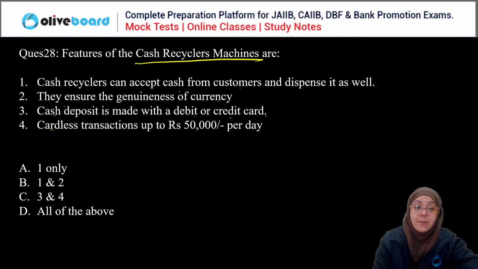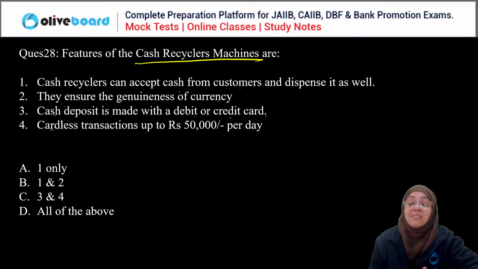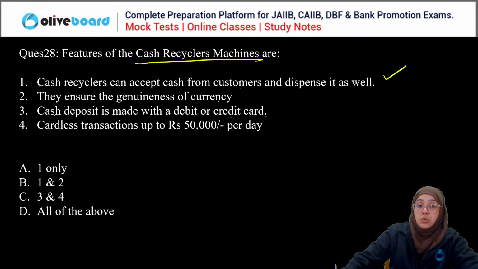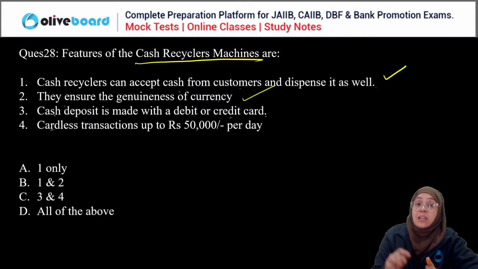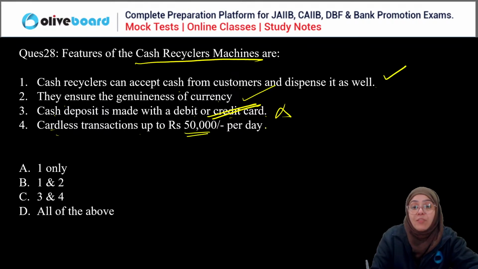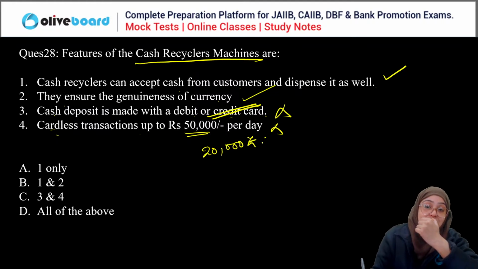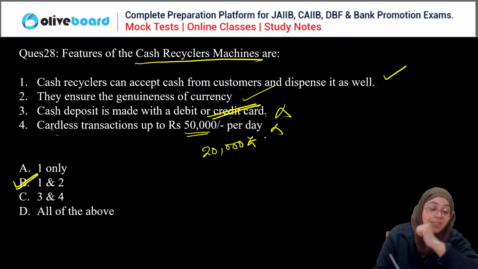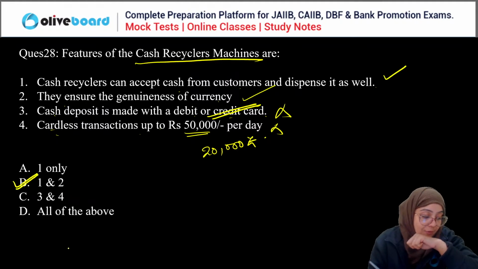Okay, so first statement, cash recyclers can accept cash from the customer and dispense it as well. True. They ensure the genuineness of the currency. True. Cash deposit can be made with a debit or a credit card. False. It is made via only debit card. Cardless transaction of up to rupees 50,000 per day. False. It is 20,000 per day. Right? So if we have to take the correct answer here, 1 and 2, B is the correct statement. Everyone, B is the correct statement, guys.